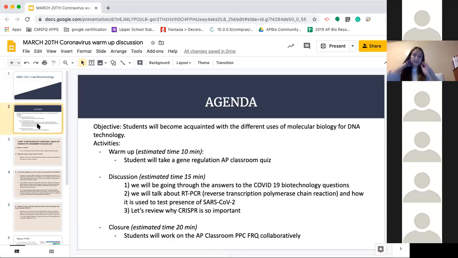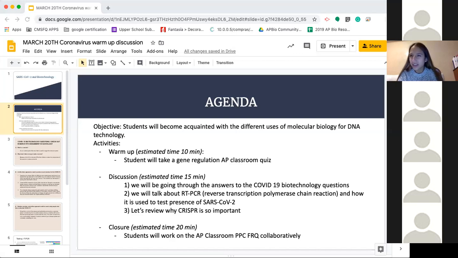Okay, so agenda, the warm-up is gonna be moved out to the closure, which is our quiz. We're gonna be discussing the answers to the COVID-19 biotech article that we were reading about speeding up the search for vaccines. We will be talking about something called RT-PCR, which is reverse transcription polymerase chain reaction. You guys should already know what the polymerase chain reaction is. Okay, polymerase keyword over there. It has to do with a DNA polymerase, so it has to do with replicating.